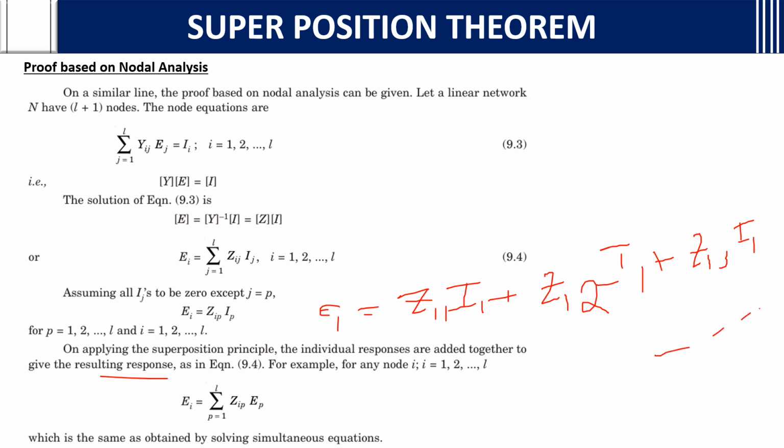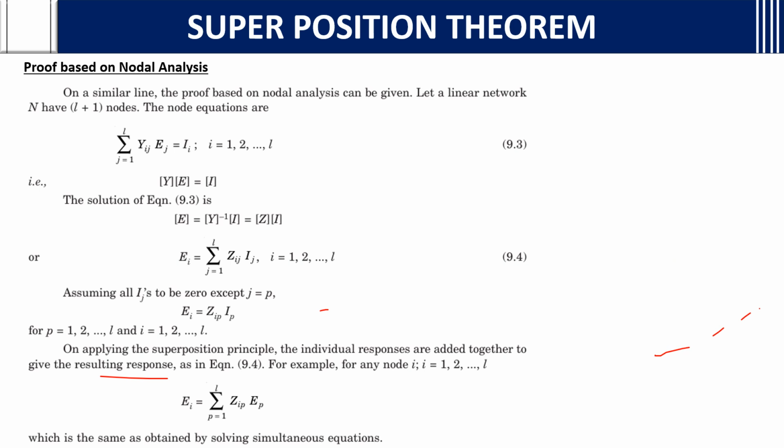So one current, for example, if this current source is made active, these all will be 0. So we will get this. Then the first current source will be made inactive. In the same way, for all the current sources we will get responses and add them up in the shown way. That is what they are telling in this line. On applying superposition, the responses are added together to give the resulting response. So Ei is equals to the sum over p equals 1 to L of Zip Ep, which is the same as obtained by solving simultaneous equations.